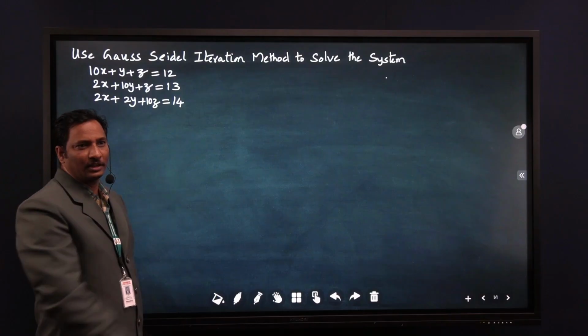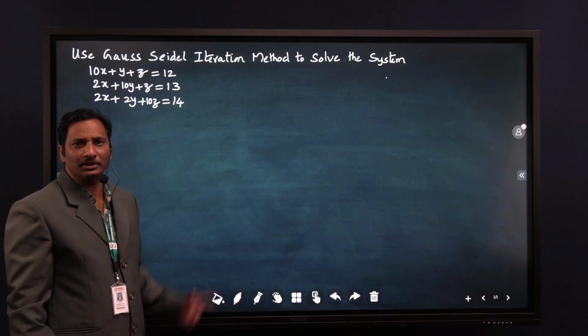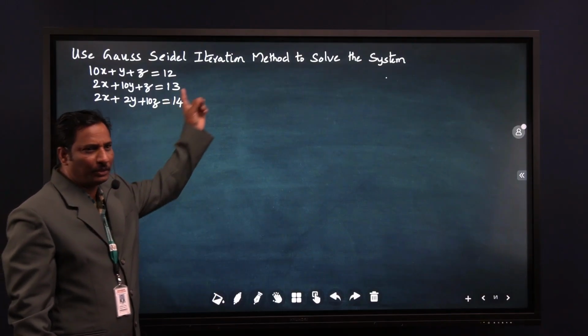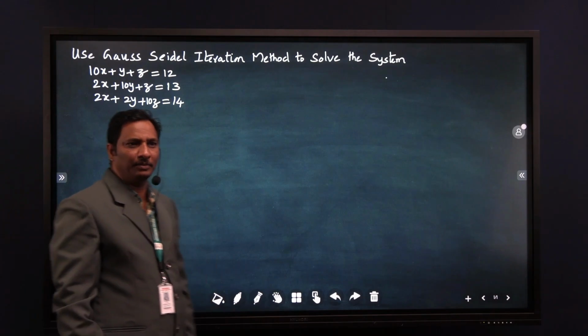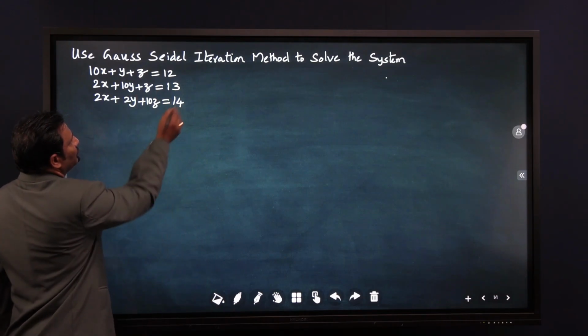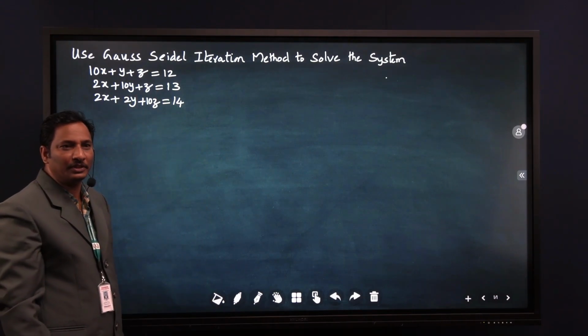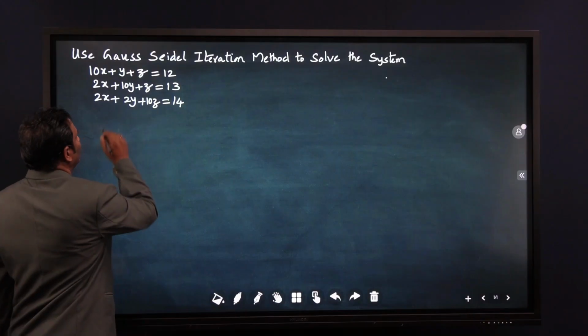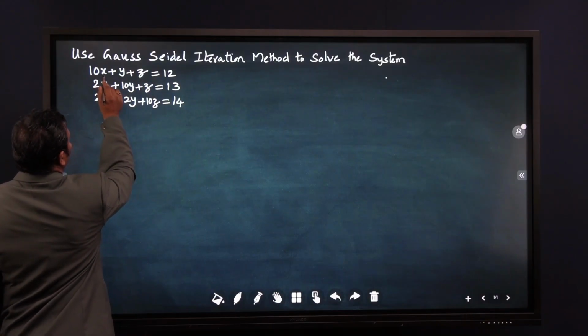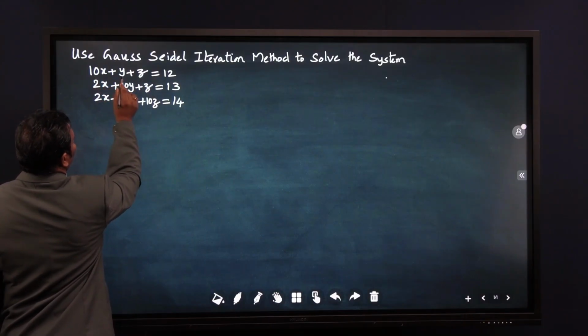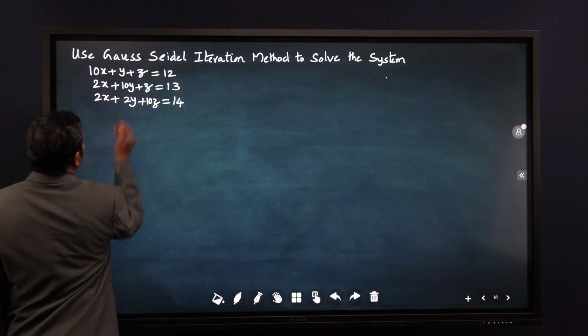Now let us learn an example of how to solve a system of non-homogeneous equations by using the Gauss-Seidel iteration method. First we need to check whether the system of equations is diagonally dominant or not. In equation 1, the x coefficient is 10 and the other coefficients are 1 and 1.